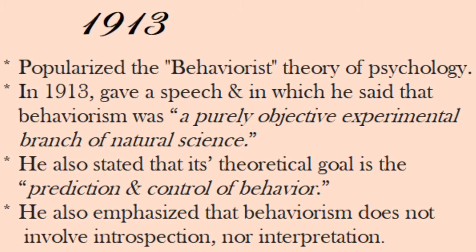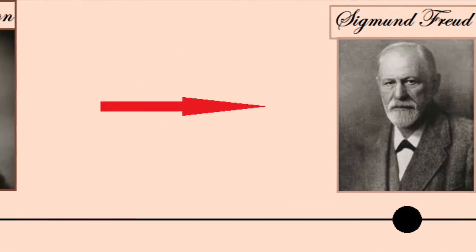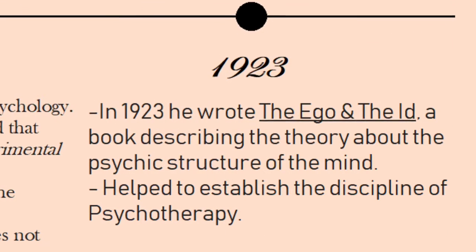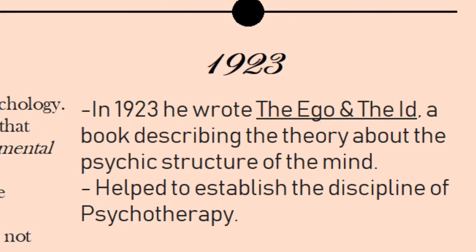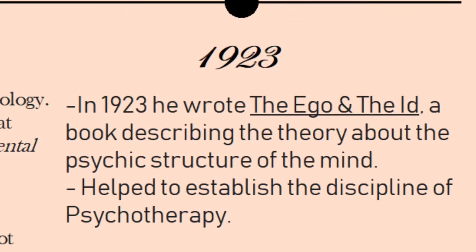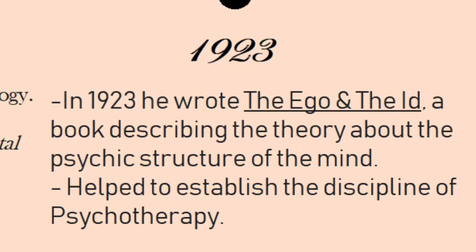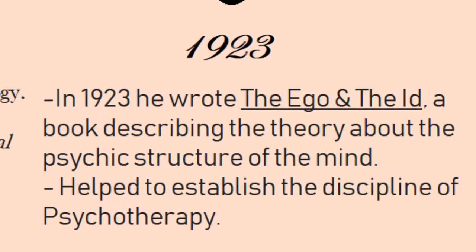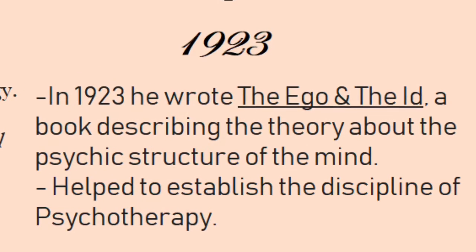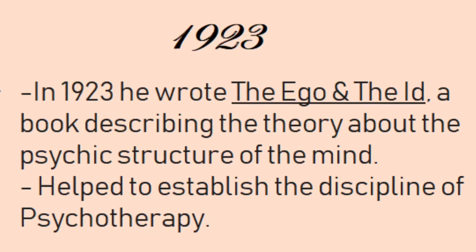In 1923, Sigmund Freud wrote his famous book, The Ego and the Id, which described his theory about the psychic structure of the mind. This was a huge departure from John Watson's behaviorist theories that denied the value of introspection. He helped to establish the discipline of psychotherapy.